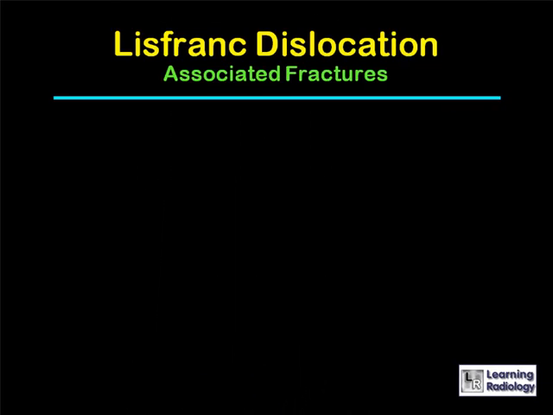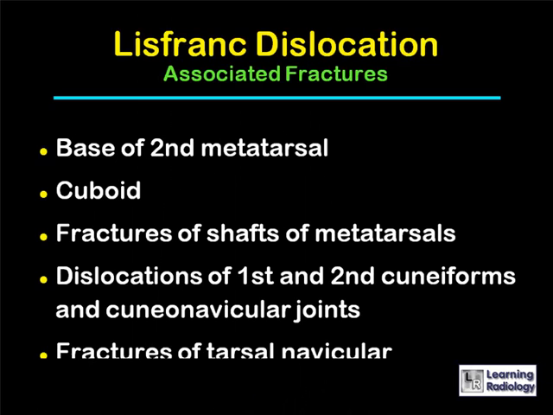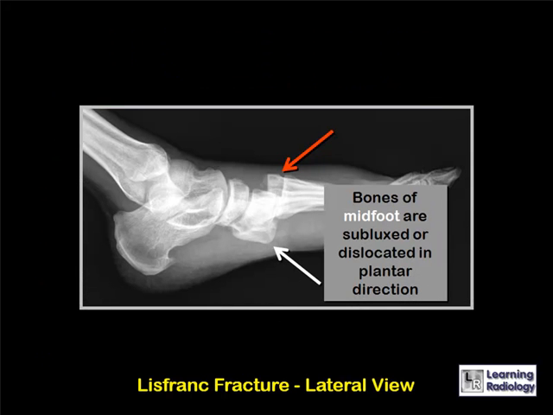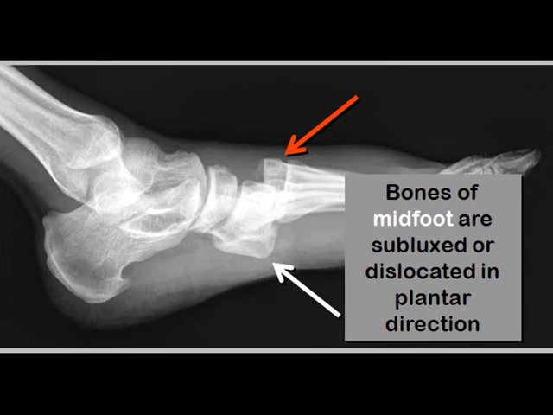There are several fractures that are associated with Lisfranc dislocations, among them fractures of the base of the second metatarsal, the cuboid, fractures of the shafts of the metatarsals, dislocations of the first and second cuneiforms and the cuneo-navicular joint, and fractures of the tarsal navicular. This is the typical appearance of a Lisfranc dislocation on a lateral view of the foot. The bones of the midfoot, shown here by the white arrow, are subluxed toward the plantar direction with relationship to the metatarsals.